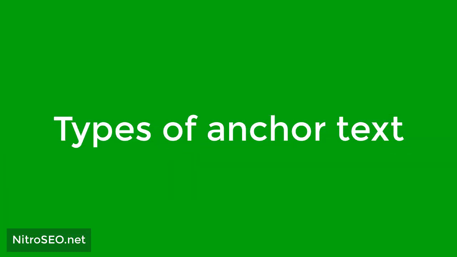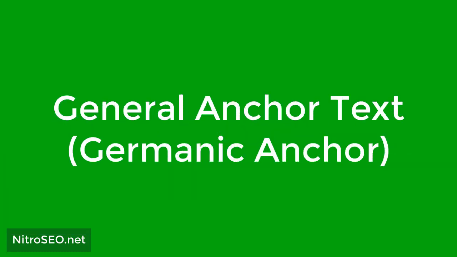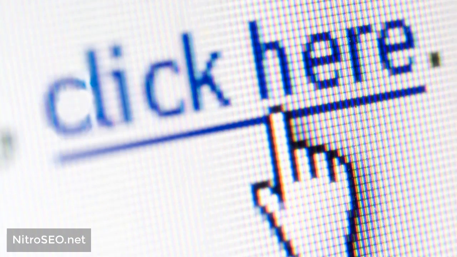Types of anchor text. General anchor text or generic anchor. This type of text is a simple text. You've seen phrases like click here, read more, here, and so on. These terms are commonly referred to as general anchor text, which has been common in the past, but with changes to Google's algorithm rules in recent years, the use of these links may damage your site's SEO.